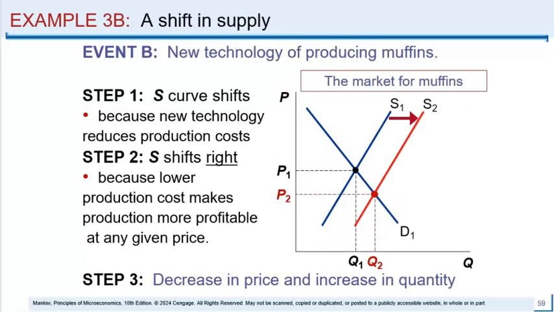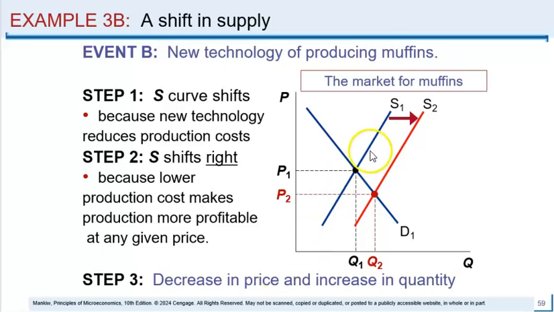When there is a shift in demand and supply, before we reach the new equilibrium, there will be a shortage or surplus at the previous price, considering the new demand or the new supply curve. Now let's consider the fact that there has been some technological advancement in producing muffins. So let's consider some new technology of producing muffins has come up. So we know that that should shift the supply curve to the right. With the new technology, production costs will be lower and production will be more profitable.